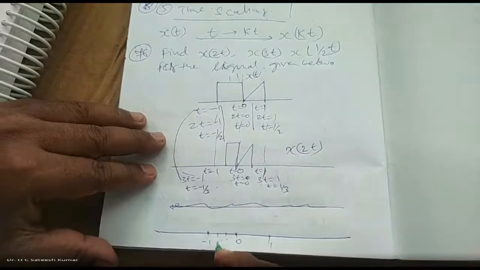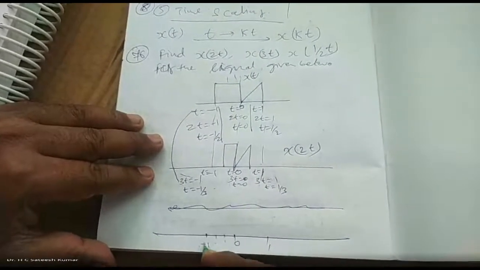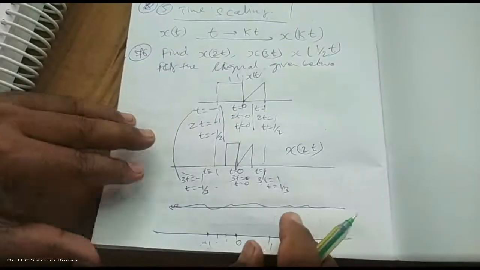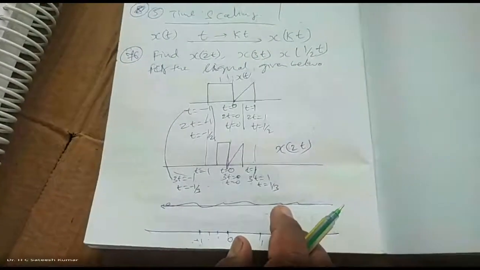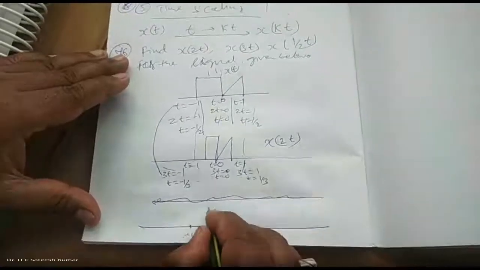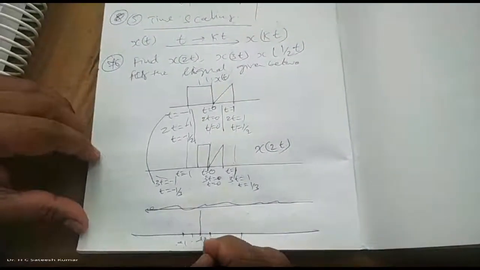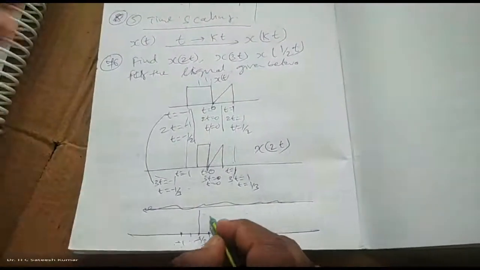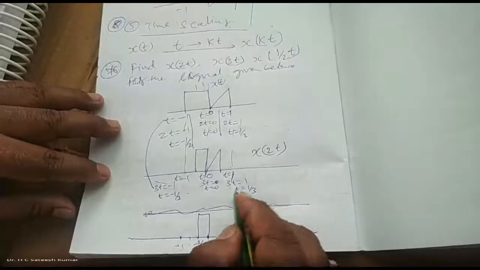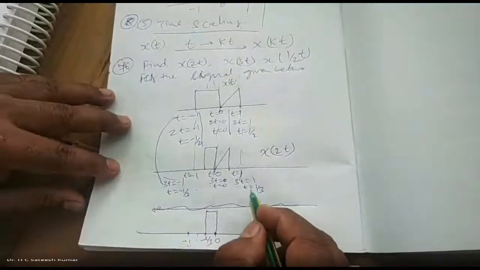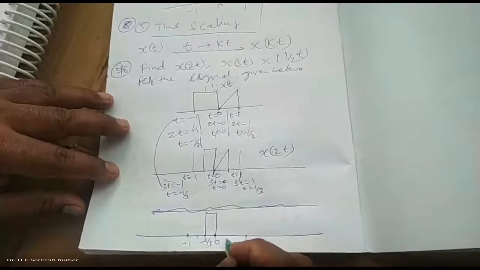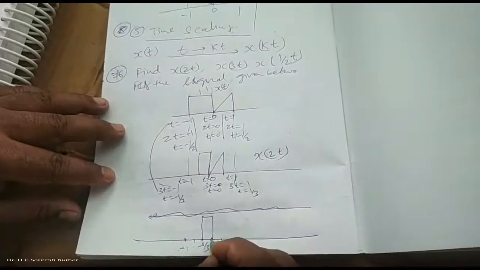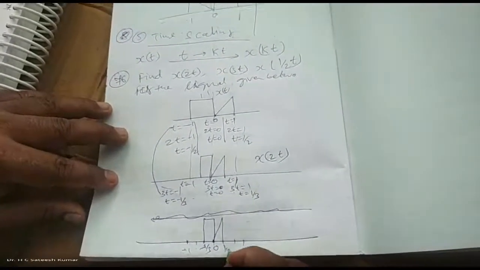This is minus 1 by 3, minus 2 by 3, minus 3 by 3. Minus 3 by 3 is minus 1. So 1 by 3 is nothing but 1 out of 3 parts. So therefore, it is shifted to minus 1 by 3 here, and 0 will be at 0 only, and 1 will be at 1 by 3. So divide into 3 parts, one part you take, 1 by 3.